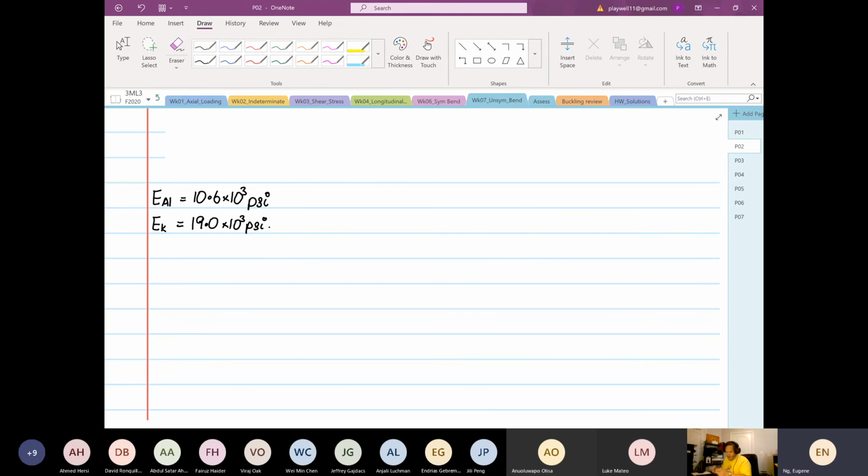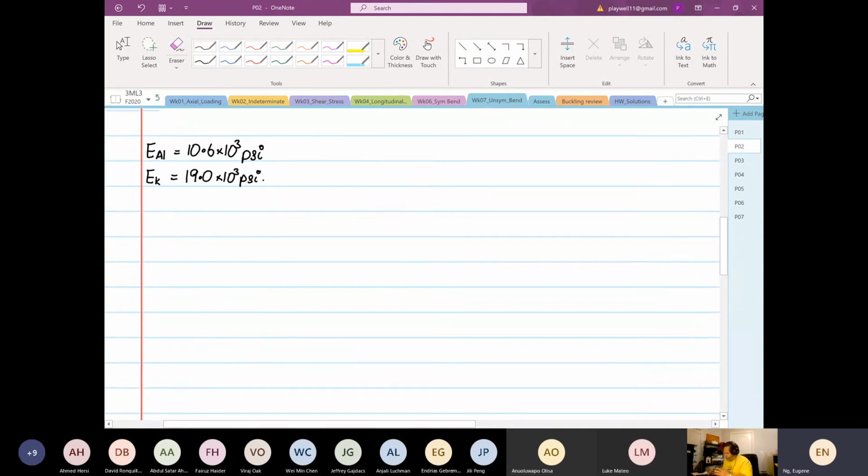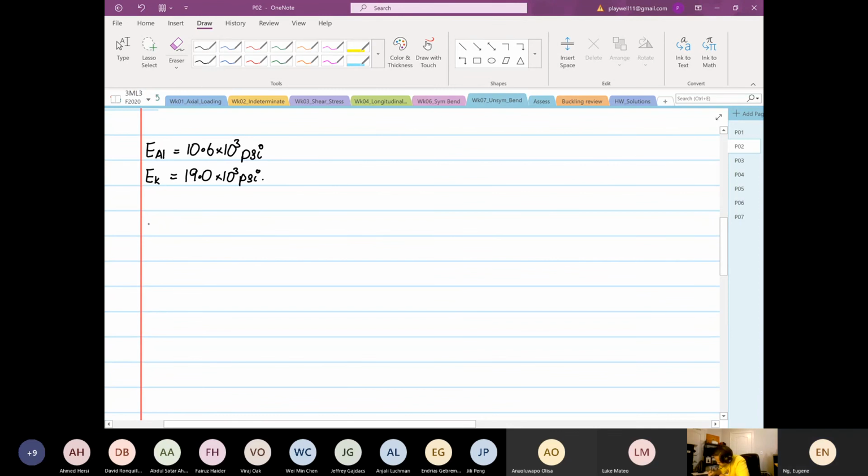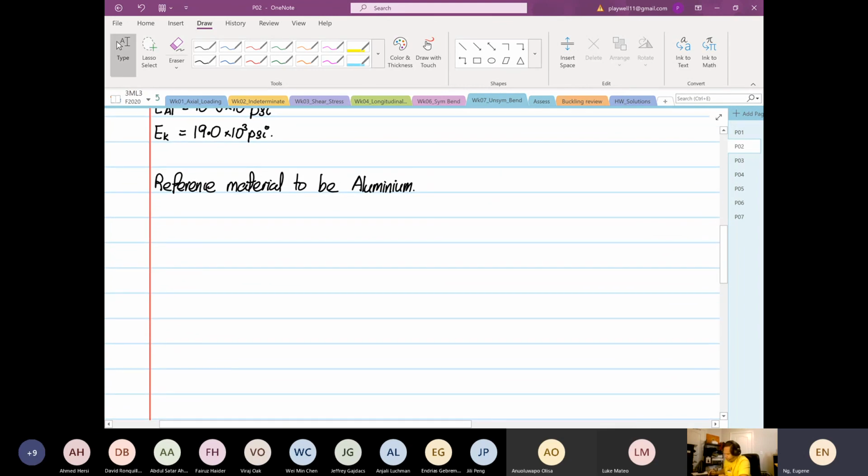So for this case, we deliberately pick the reference material to be aluminum. Now, any reference material you pick, the answer will be the same in terms of stresses. I repeat again, in terms of stresses, your numbers will always be the same. So immediately you can apply the first formula that we have done.